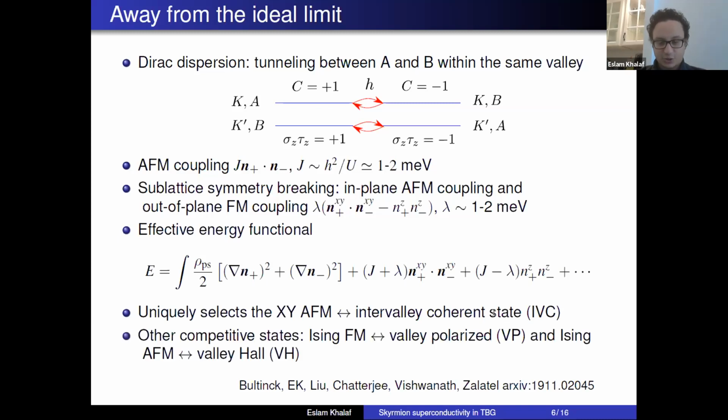2 other states that are also energetically competitive that we will need to take into account are the Ising ferromagnet, which is a valley polarized state, so we just fill one valley, and the Ising antiferromagnet, which is a valley Hall state, where we fill one valley in one Chern sector and the opposite valley in the opposite Chern sector.